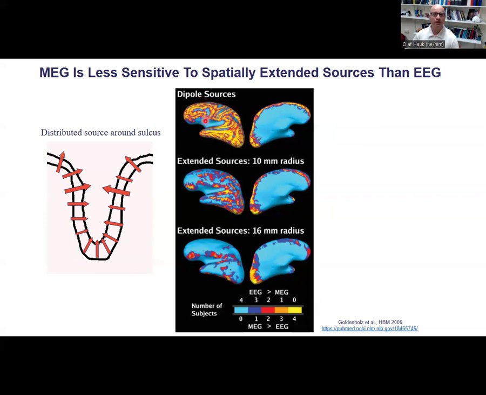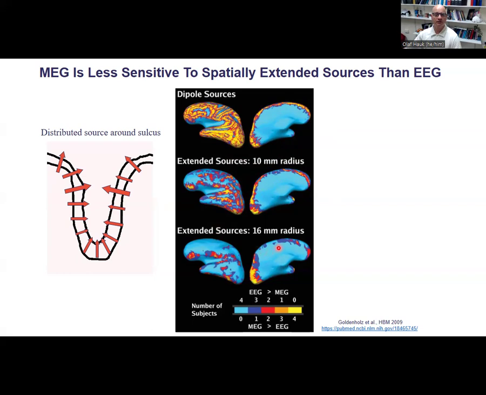And in depth, EEG is more sensitive. It's most dramatically visible here. As soon as you go 1 or 2 centimeters below the surface, EEG is more sensitive than MEG. But look at what happens if you use spatially extended sources. So not dipole sources, but actually 10 little disks of 10 millimeter radius. Now EEG becomes more sensitive in a larger area of the cortical surface, not just in depth.